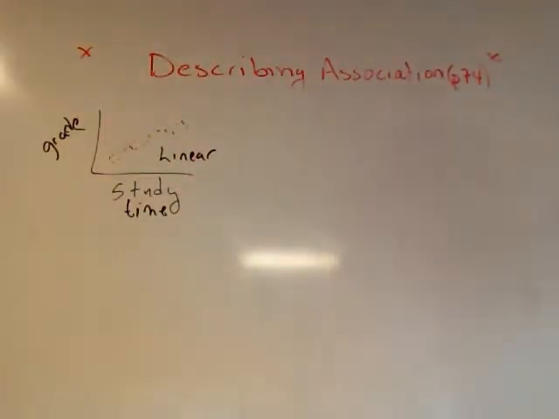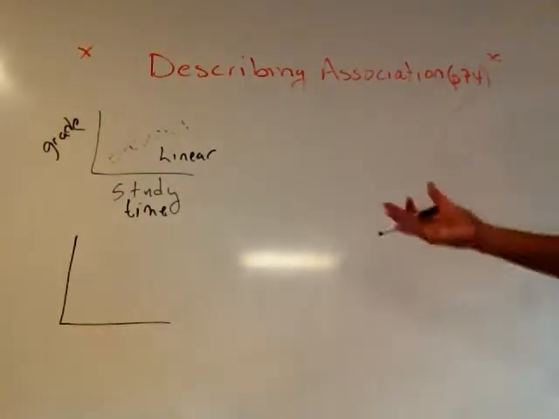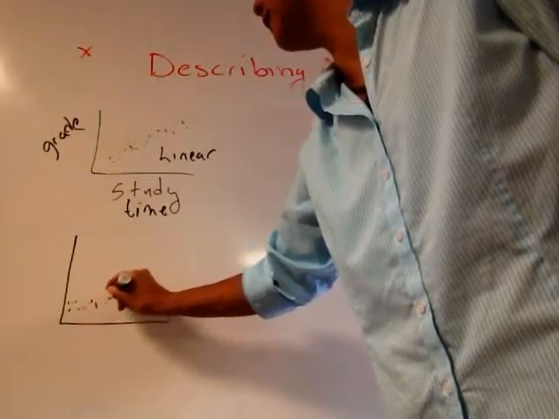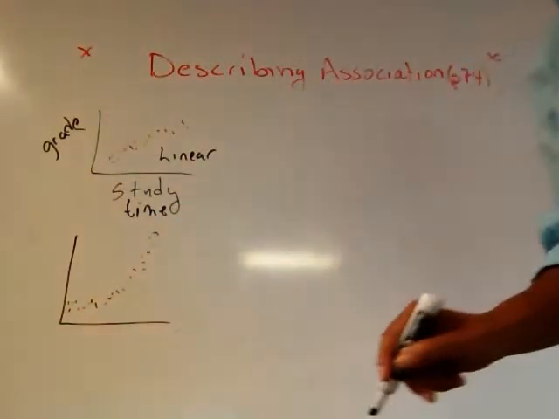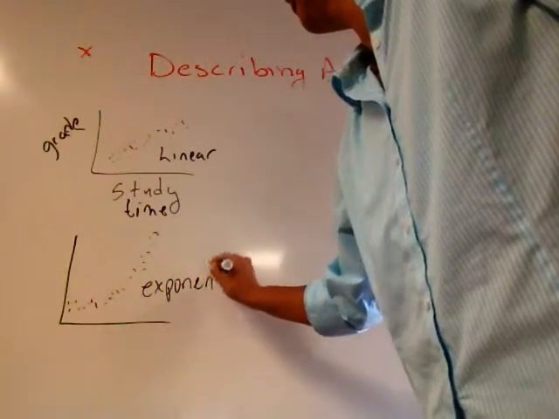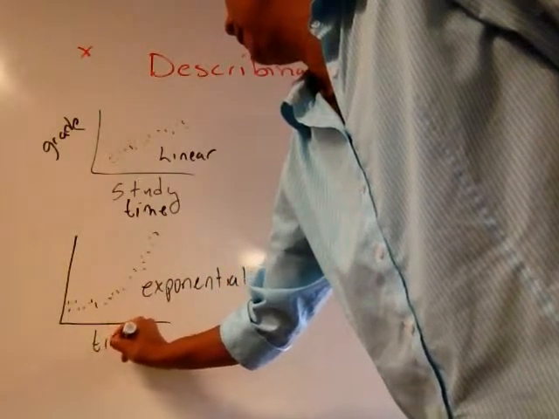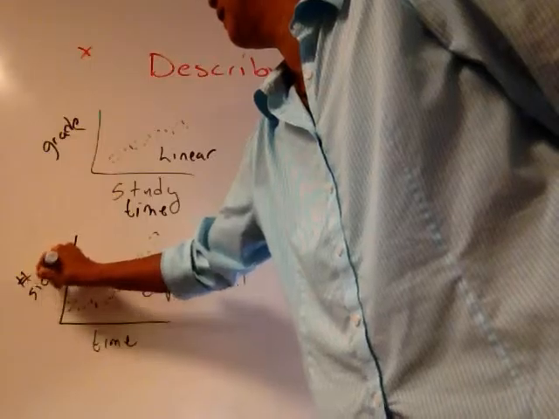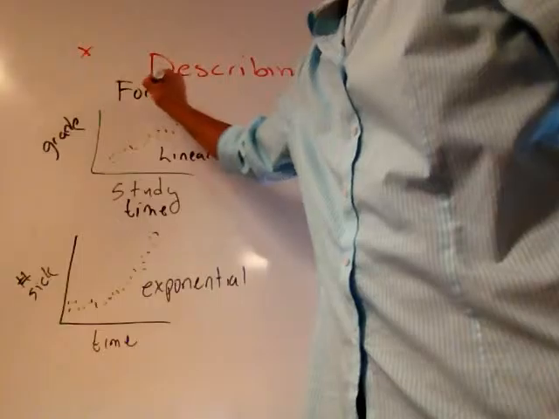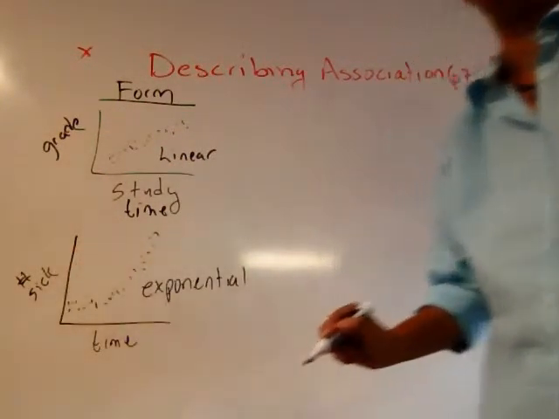Okay? At the beginning of the year, we also looked at some data where somebody was sick and they were coughing on people and they were getting more and more people sick. And the graph kind of looked like this, right? It started to grow, kind of shoot up like that. This one's called an exponential relationship. So this was time and number sick. So both of these relationships describe the form of the association between study time and grade, between time and the amount of people sick.